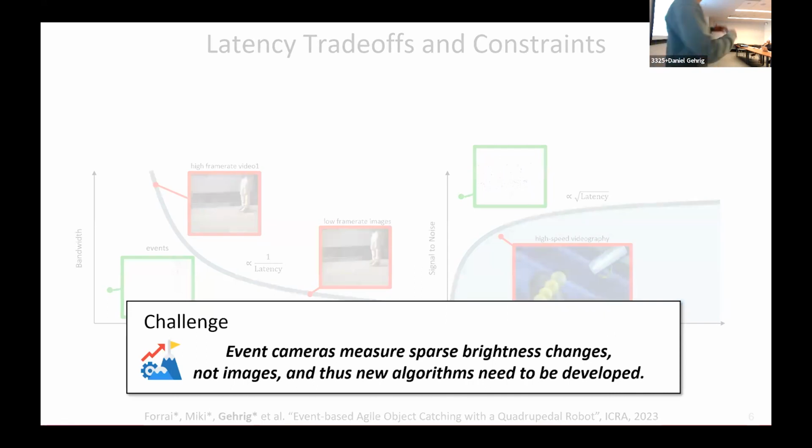So, having now explained the advantages of event cameras, this gives us a lot of hope, but also asks a question. How can we actually process these events? Events are not images, they're actually these sparse point clouds of data. And this means that we have to design new algorithms.